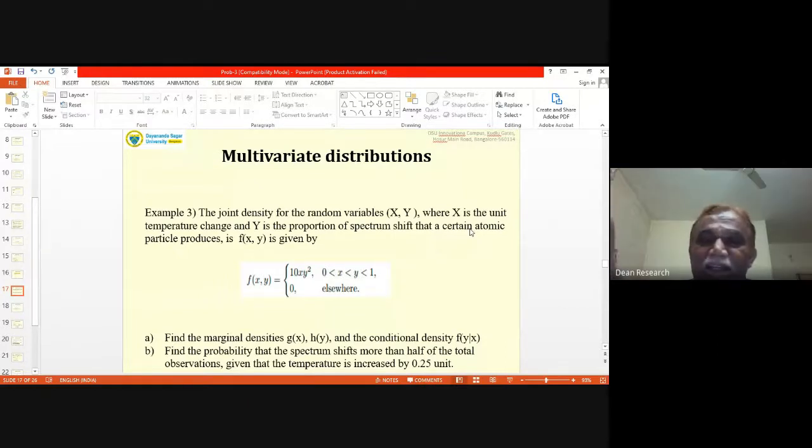Explain as to what is the spectrum shift that a certain atomic particle produces. You can explain that for the benefit of others. For me, spectrum is spectrum. All the waveforms, other things I can tell you. But you being from physics, if you can explain, it's good. It is great.